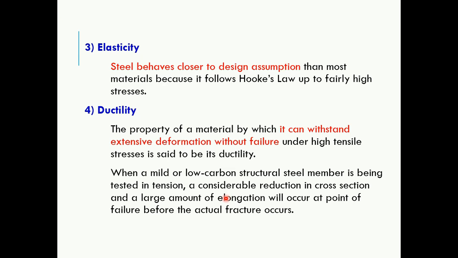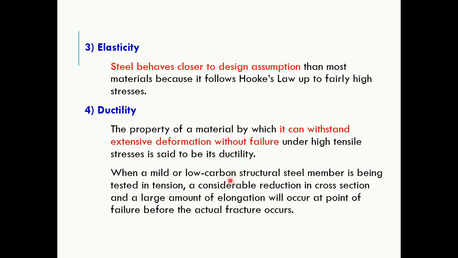And also the steel is ductility, which means that the property of the material, it can withstand extensive deformation without fail under high tensile stress. That is what we call as ductility. When a mild or low carbon structure steel member is being tested in tension, the reduction in cross section and a large amount of elongation will occur at the point of failure because the actual fracture occurs.